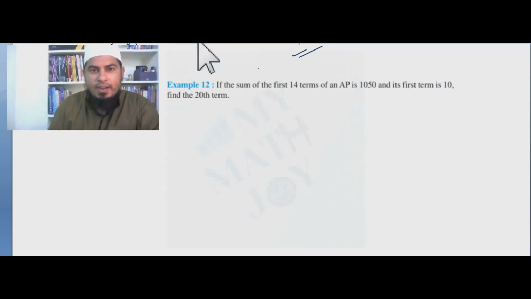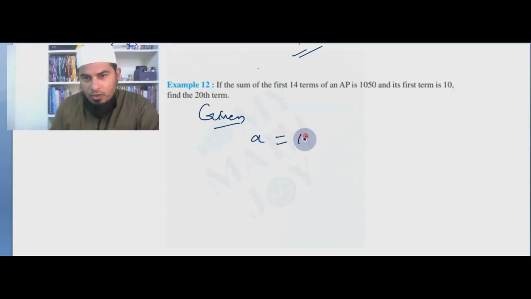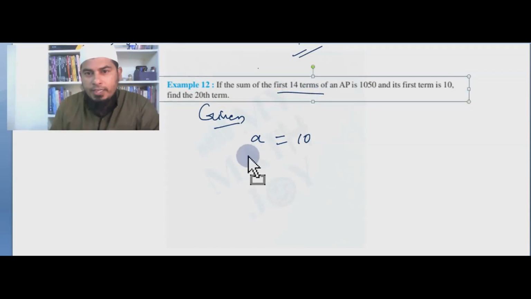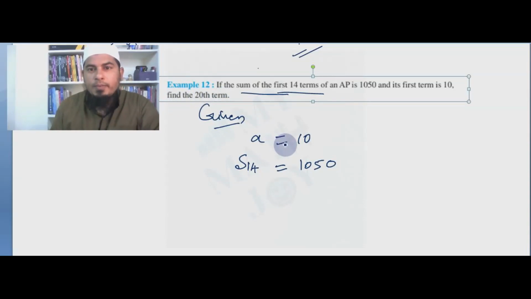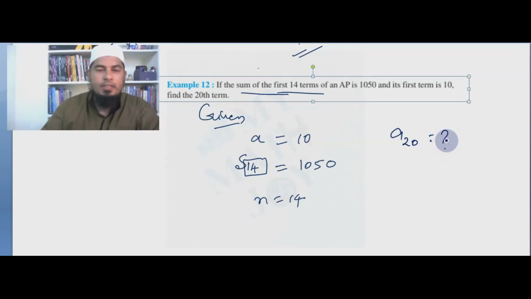Given: the first term is 10, and the sum of the first 14 terms, S14, is 1050. We need to find the 20th term, A20. N is given, n is 14. So three pieces of information are given, and we need to find the 20th term. Let's proceed.